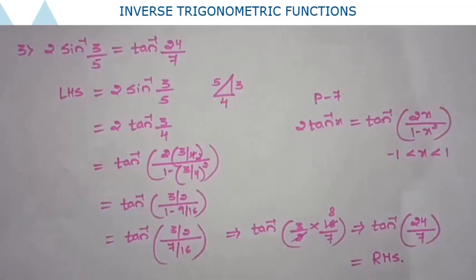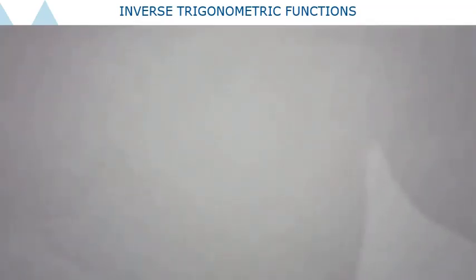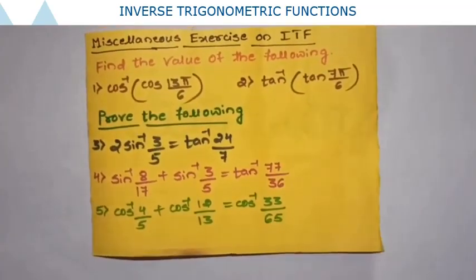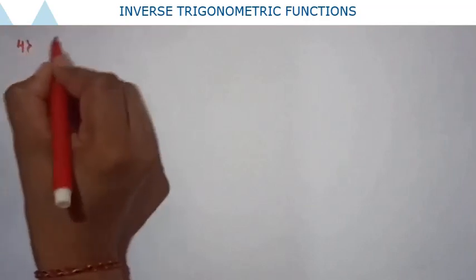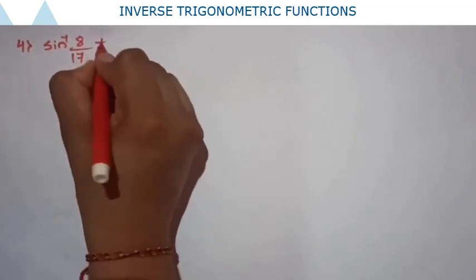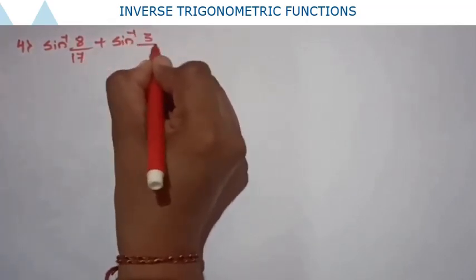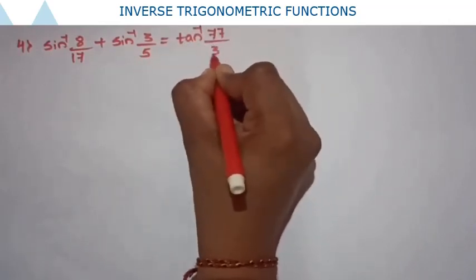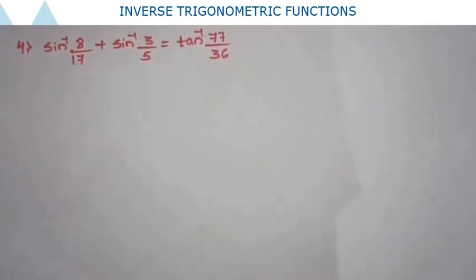Now we'll consider the next example. The next example is: prove that sin inverse 8 by 17 plus sin inverse 3 by 5 is tan inverse 77 divided by 36. So now we'll consider the fourth example. The fourth example comes here: sin inverse 8 by 17 plus sin inverse 3 by 5 is equal to tan inverse 77 by 36. This one we have to do here.